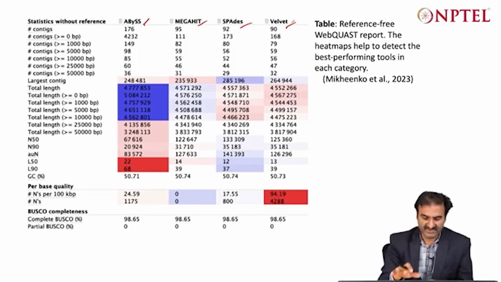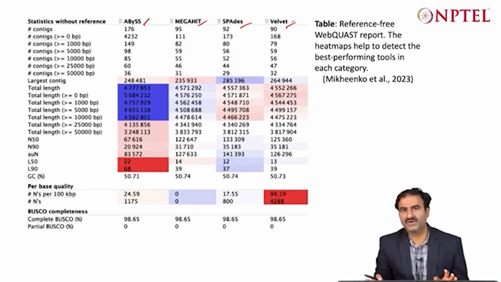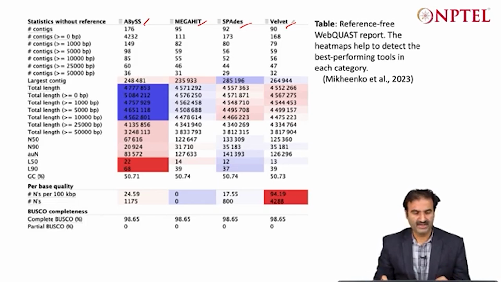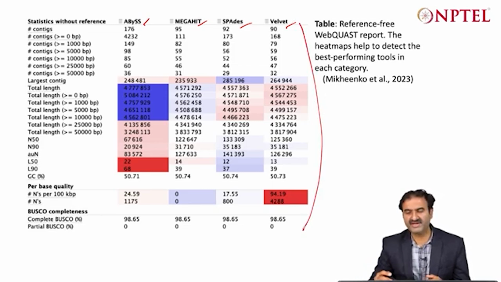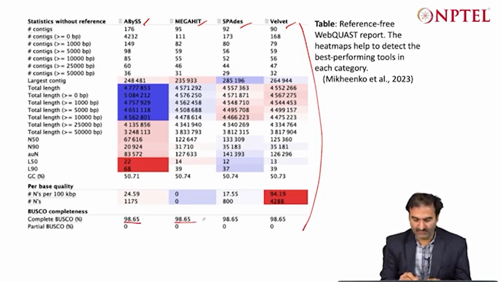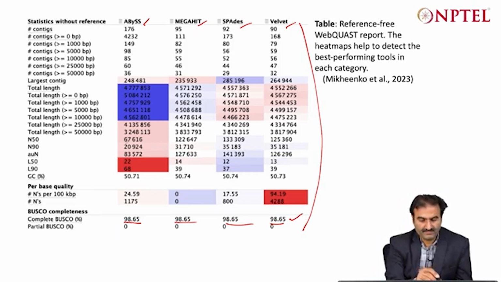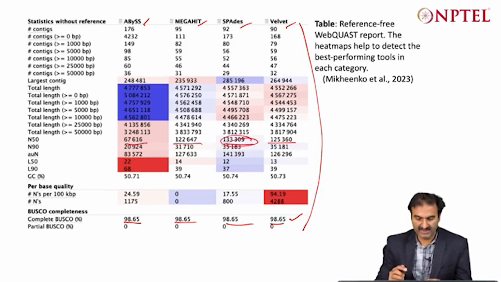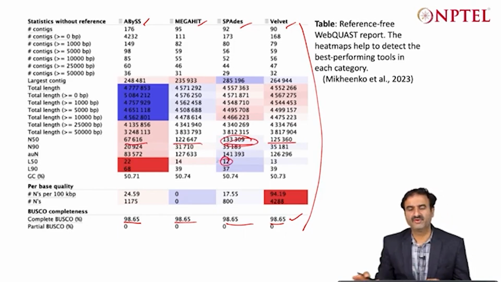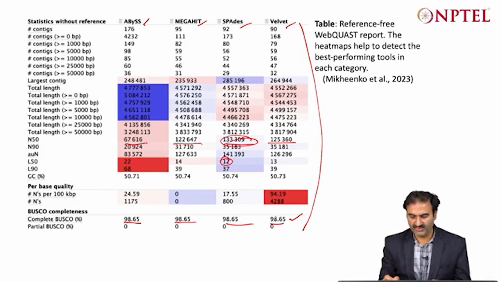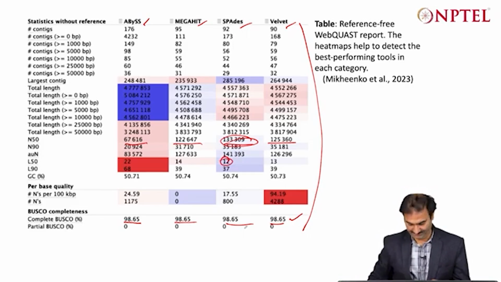This table tells the statistics that it could calculate on these genomes, and it also compared the tools and tells the capability, the statistics that you can report by using WebQuast. In the end it also reports the BUSCO score, and you can see that for all the tools the BUSCO score was almost equal, although the N50 showed a lot of variation. SPAdes had the highest N50, and the L50 was also lowest in SPAdes. That means SPAdes did the best among all, although in terms of BUSCO all were almost equal.